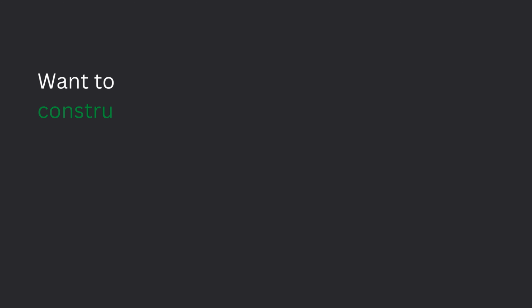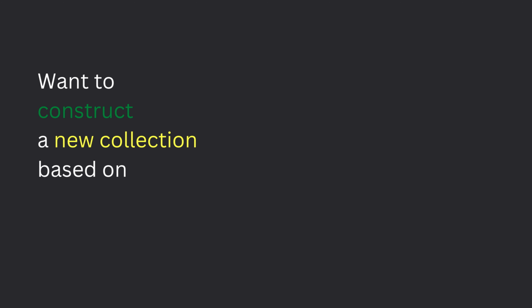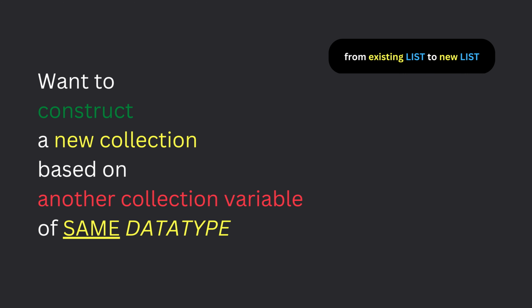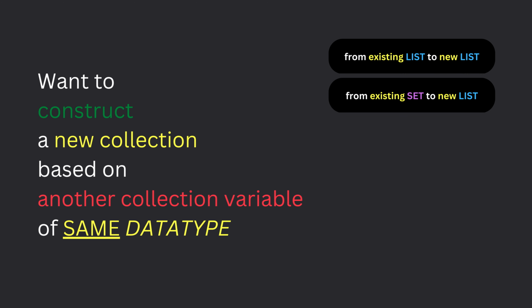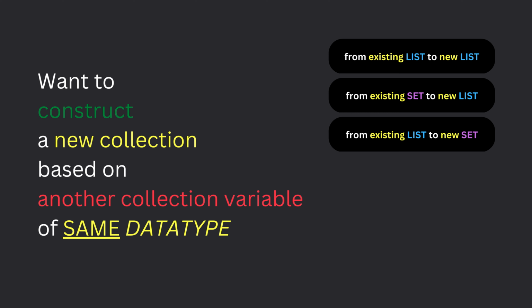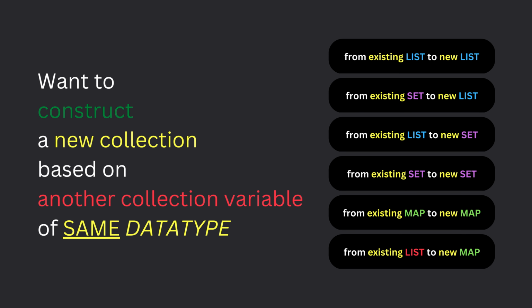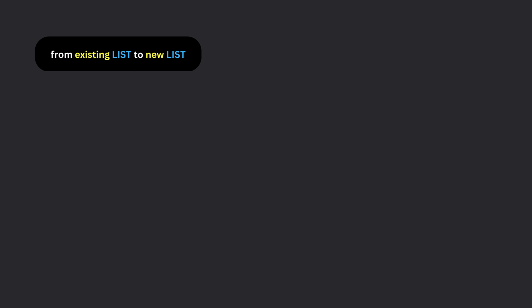Use the extended collection constructors when we want to construct a new collection based on another collection variable of same data type. For example, if we want to get all the values from existing list to new list, from existing set to new list, from existing list to new set, from existing set to new set, from existing map to a new map, or from existing list to a new map. Let's begin with getting values from existing list to a new list.